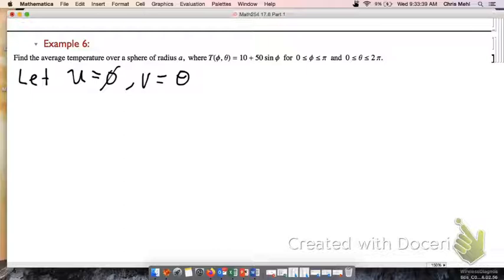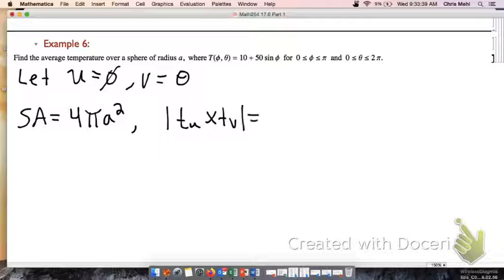Now if you want to find the average temperature, you would just have to integrate the temperature function and divide by the surface area of the sphere. So we already did this in the previous problem. The surface area of the sphere is 4 pi a squared. And also remember in the previous problem, this was kind of messy. You can use this if you want to. If you find Tu cross Tv, and you find its magnitude for a sphere of radius a, this is always a squared sine u. Or if you had u and v switched, it would be a squared sine v.